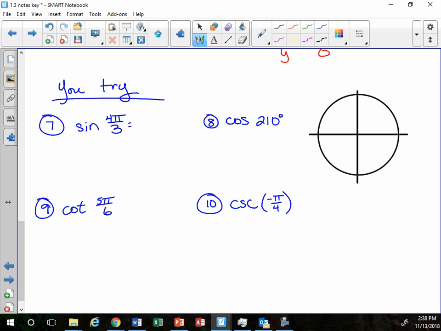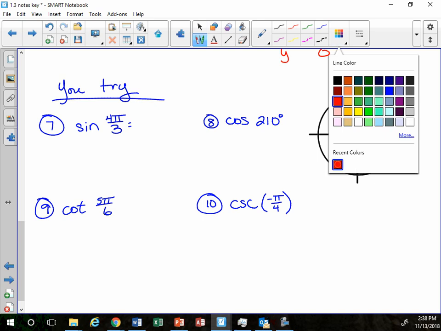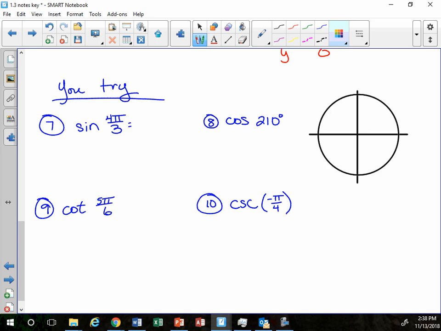Okay. All right, guys. Shall we look at them? All right, guys. First one: 4 pi over 3. Where is 4 pi over 3, guys? It's the third quadrant. Down here, right? Okay, so my ordered pair is -1/2, negative root 3 over 2. It's sine. I want the y. Yes, so negative root 3 over 2.